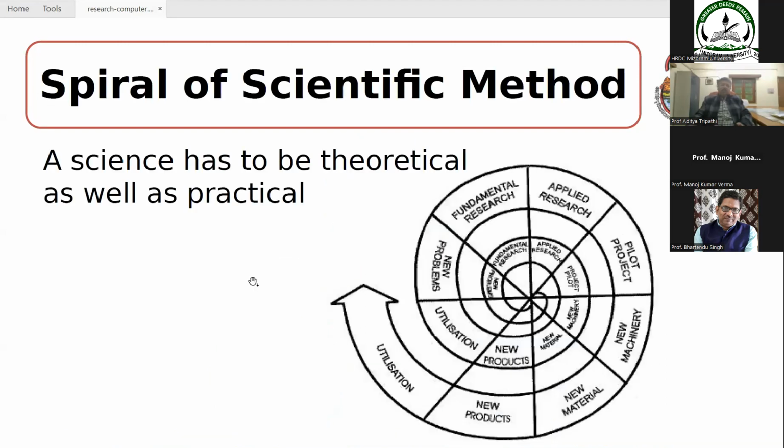So our whole research resides in these three levels of world. And actually, when we do research, it follows the spiral of scientific method. So any kind of research is a never-ending exercise.